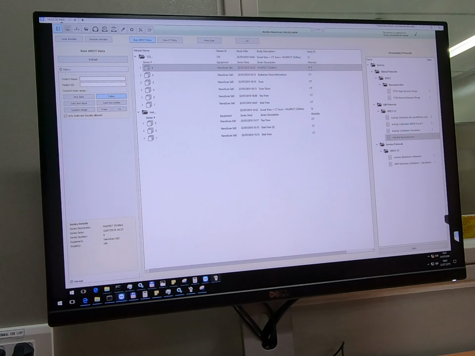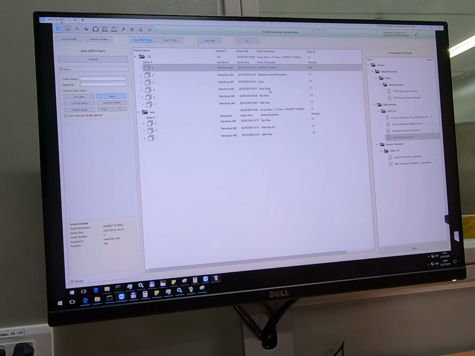Okay, so the nuclear medicine, the NM, which refers to the SPECT data, has to be selected. There is only one because we did only one SPECT acquisition, and there are a couple of corresponding scans in the CT modality. We did a side view, a top view, a scan, and also scan slices. The scan is always the raw CT data, so these are the projections, and the scan slices always show us the reconstructed CT.